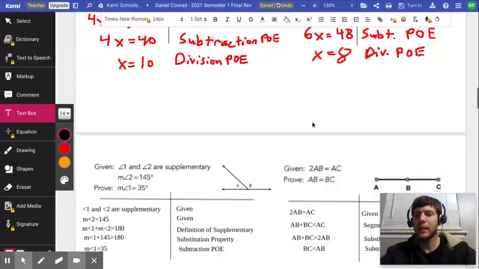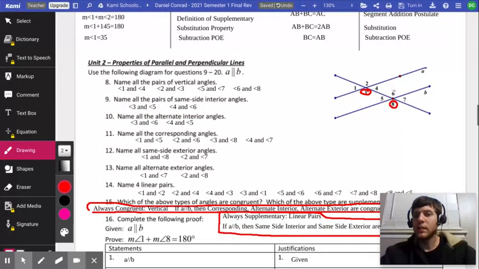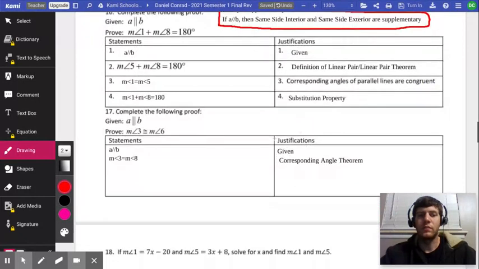Okay, we're now at angle 8. So now we can go from angle 8 to angle 6. Those are vertical angles. We know vertical angles are congruent by the vertical angle theorem. So we can say the measure of angle 8 equals the measure of angle 6.